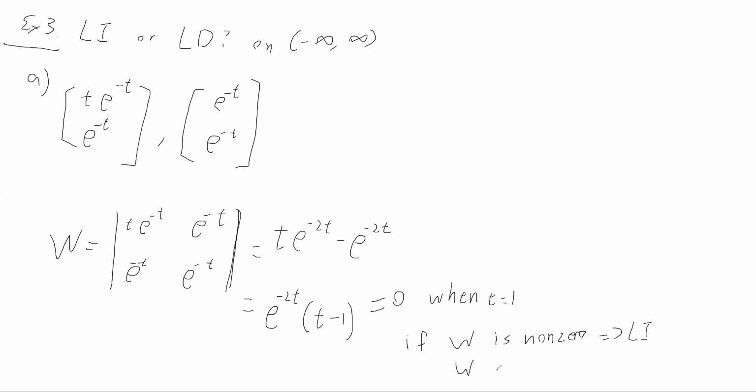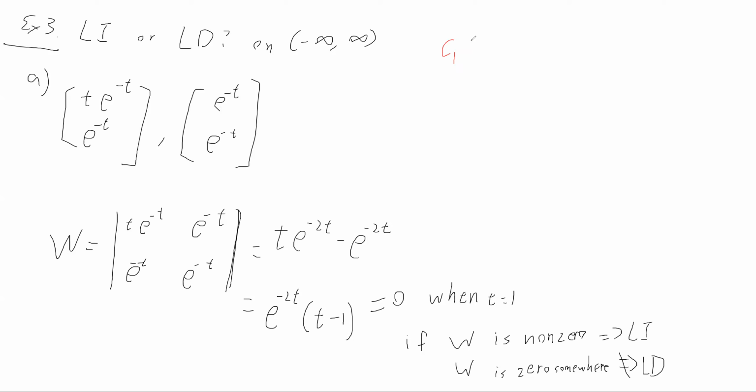So it being 0 somewhere does not directly imply that it's linearly dependent, because this is not an if and only if theorem. If it were if and only if, then we could say that this brings us to linearly dependent. So in this case, using the Wronskian is inconclusive, so we just try another method.